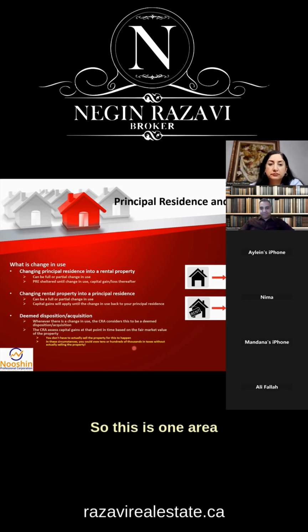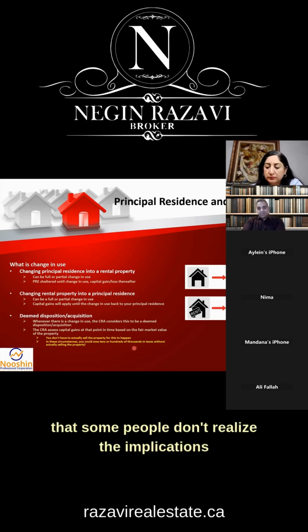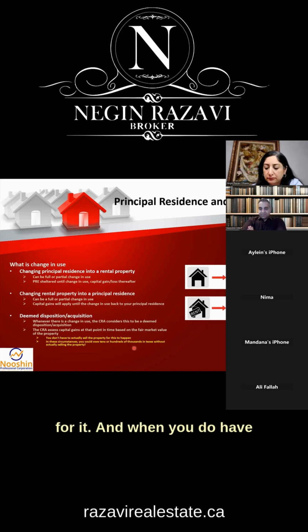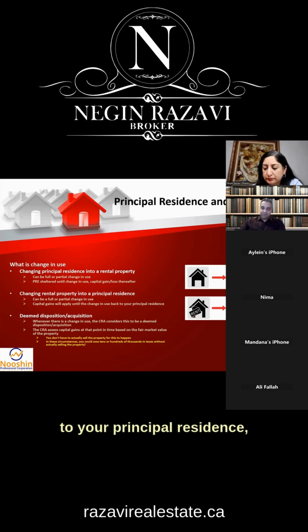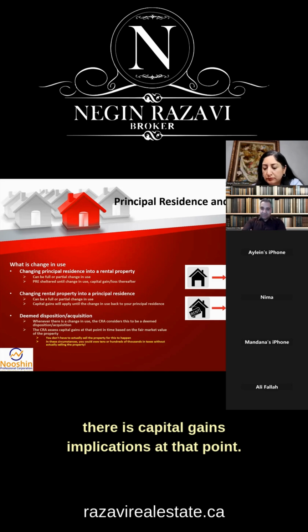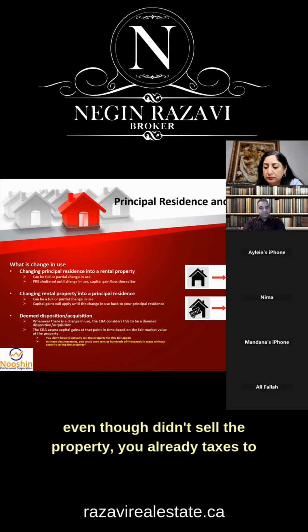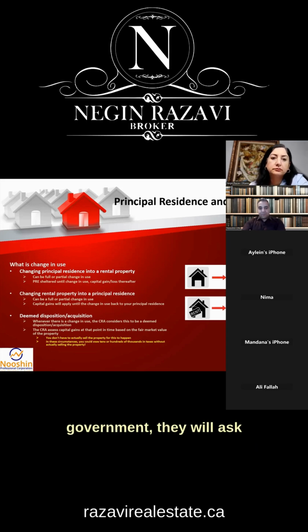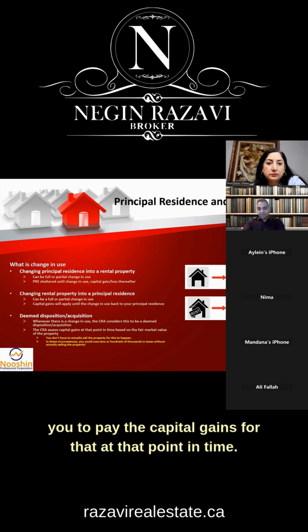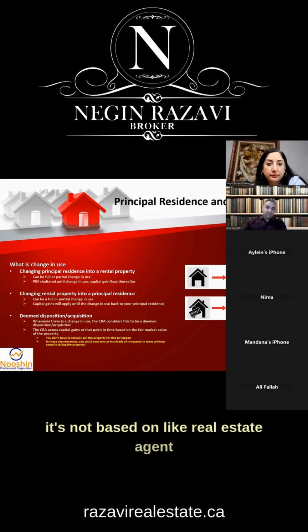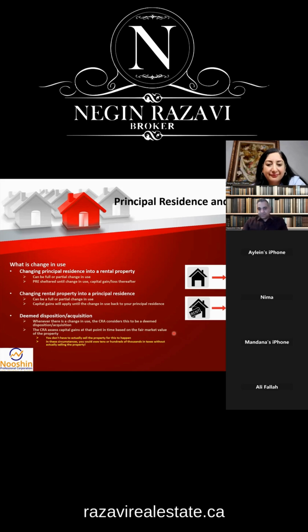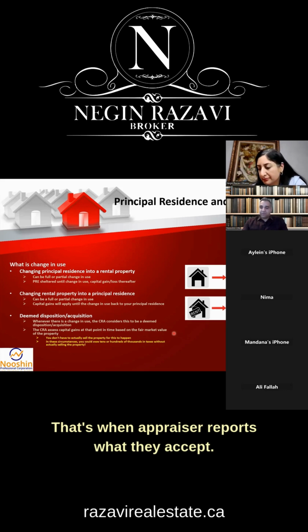So this is one area that some people don't realize the implications for. And when you do have the capital gains, especially when you go from a rental property back to your principal residence, there is capital gains implications at that point. So even though you didn't sell the property, you owe tax to the government, they will ask you to pay the capital gains for that at that point in time. And it's also important to note that when they say fair market value, it's not based on a real estate agent assessment. It's based on an appraiser. An appraiser report is what they accept.